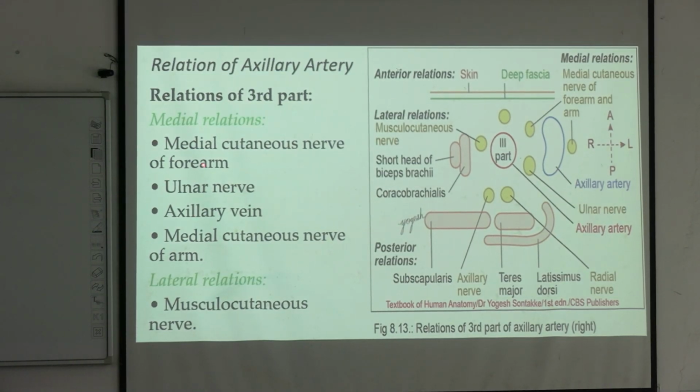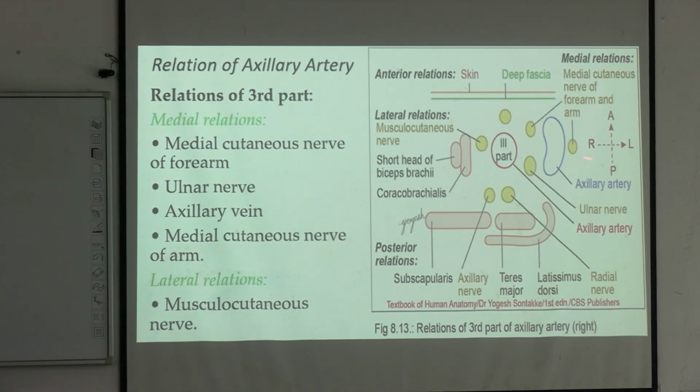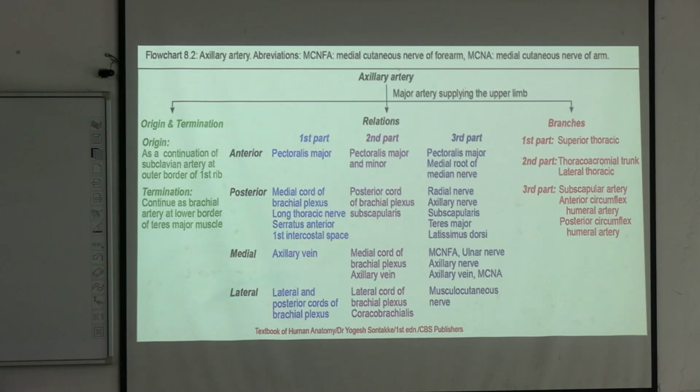So medial relations will be medial cutaneous nerve of forearm and arm, ulnar nerve, axillary vein. All these are medial relation. Lateral relation is the musculocutaneous nerve. So this is the summarization of the axillary artery. It is the major artery supplying the upper limb. Origin and termination, it is a continuation of the subclavian artery at the outer border of first rib. And termination, it continues as brachial artery at lower border of teres major muscle.